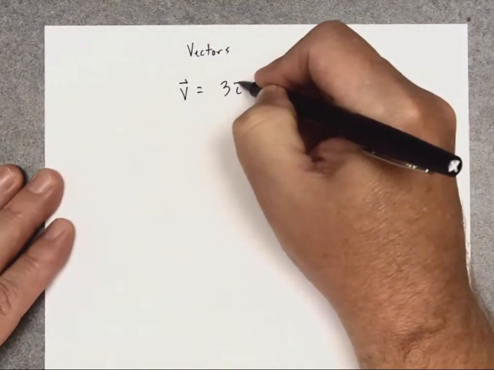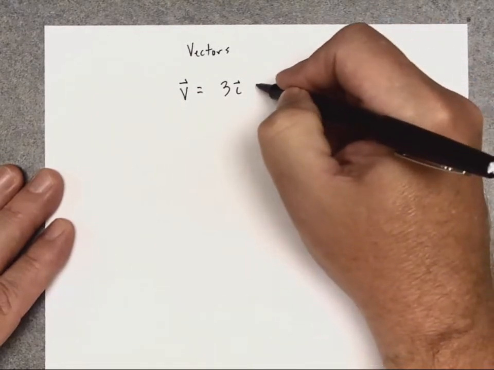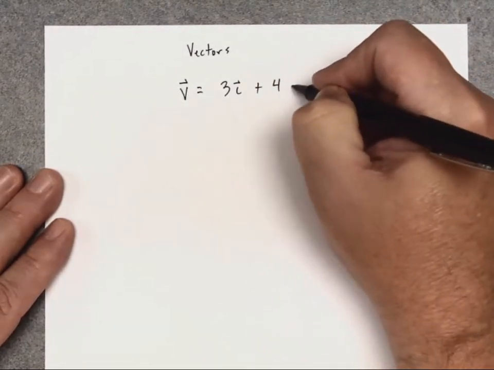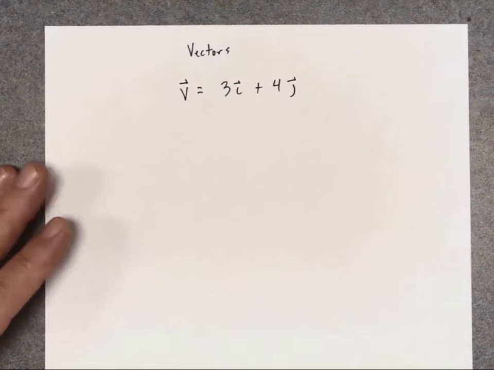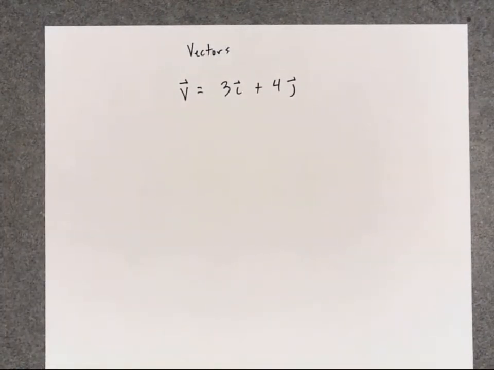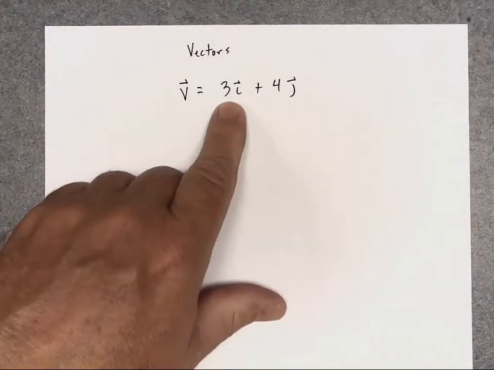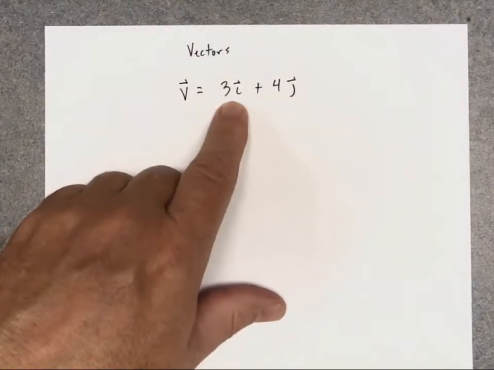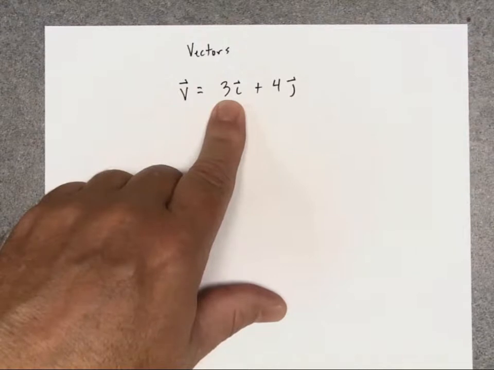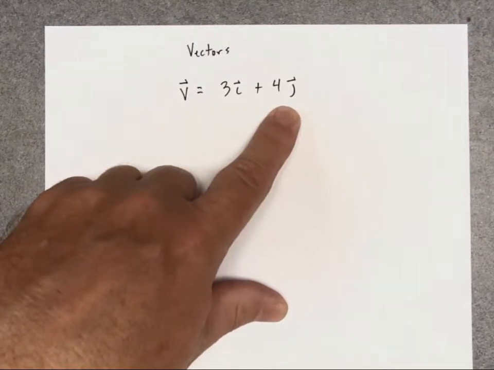I want to give a pretty straightforward example of a vector written in the IJ form. So here we have vector V. I'm going to call 3i plus 4j. Now you recall, that means when I get ready to plot this vector on a graph, I'm going to go 3 in the x direction and then 4 in the y direction.